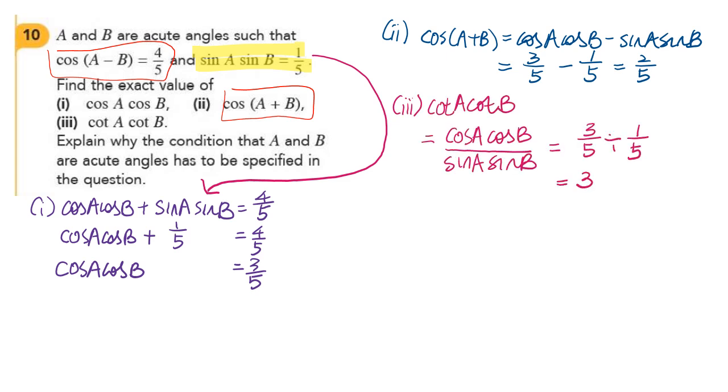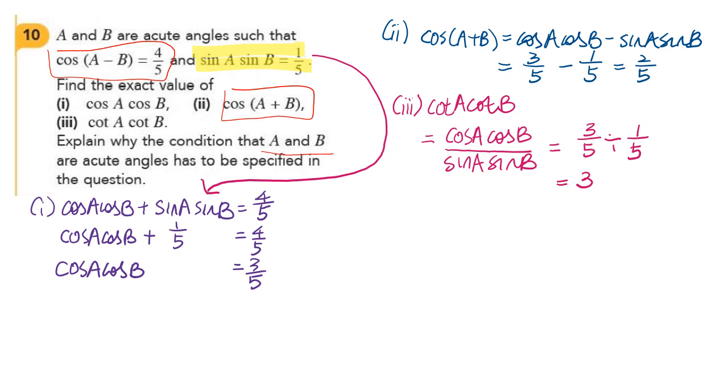Right, and that will give you 3/5 divided by 1/5, because we have already found the values of cos a and cos b in part I. Sine a sine b is given in the question to be 1/5, so that will give you 3/5 divided by 1/5, which gives you 3. Right, so that's part 3. The only difficult part is probably the last part, where you need to explain why the conditions that a and b are acute must be specified.